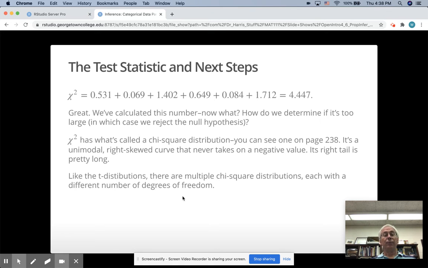So we're going to see something about T distributions. T distributions are something that's going to be introduced in chapter 7, so I'm getting a little bit ahead of myself here, but there are going to be multiple chi-square distributions, each with a different number of degrees of freedom. And so we need to talk about what we mean by degrees of freedom.